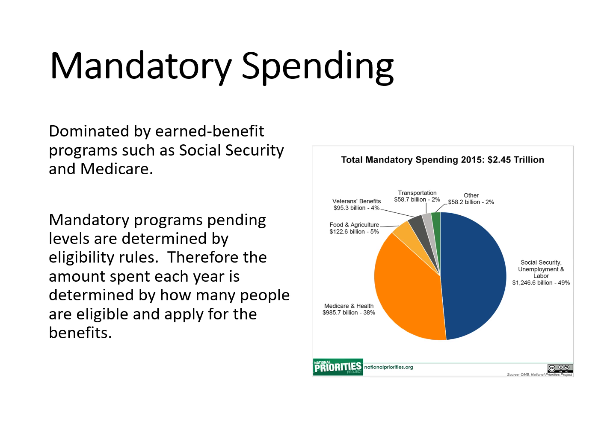Mandatory spending. It's dominated by earned benefit programs such as Social Security and Medicare. The mandatory programs' spending levels are determined by eligibility rules. Therefore, the amount spent each year is determined by how many people are eligible and apply for the benefits.